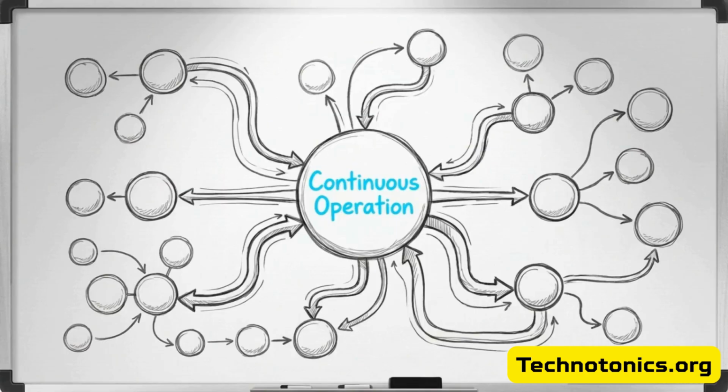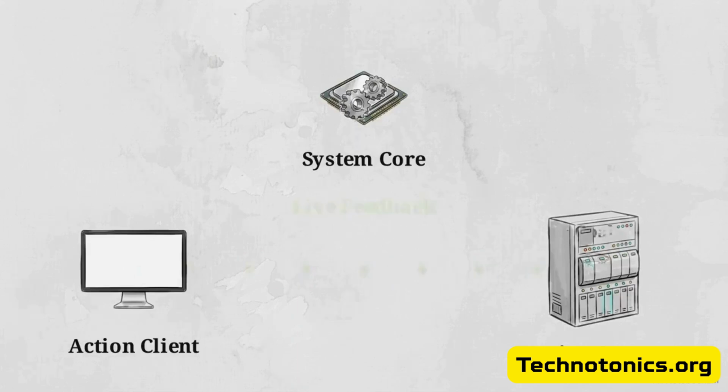To handle long-running operations, developers use ROS actions. Actions operate as an asynchronous communication mechanism. They allow a node to send a goal, receive live status updates as the task progresses, and collect a final result without pausing the rest of the system.